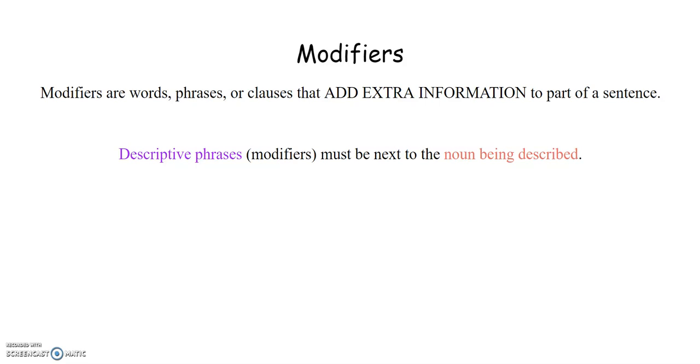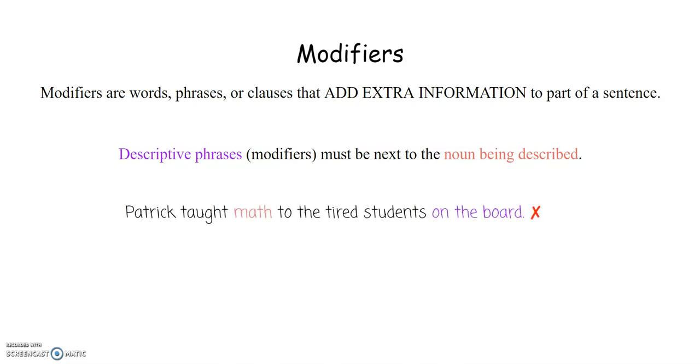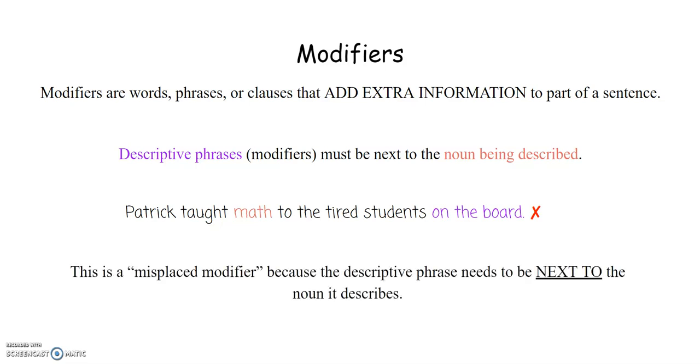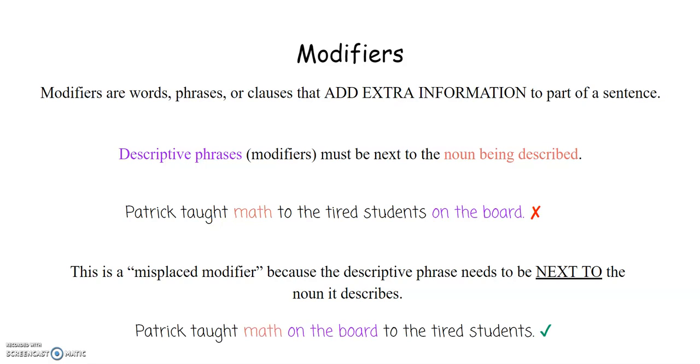Here's an example of what I'm talking about. Patrick taught math to the tired students on the board. In this sentence, on the board is our modifier, and our noun that it should be modifying is math. But right now, the noun it's next to is students. So right now, the sentence is saying that the students are on the board, which we know is not the case. So what we're going to do is change this sentence so that on the board is next to math, which it's describing. Our new sentence reads, Patrick taught math on the board to the tired students.